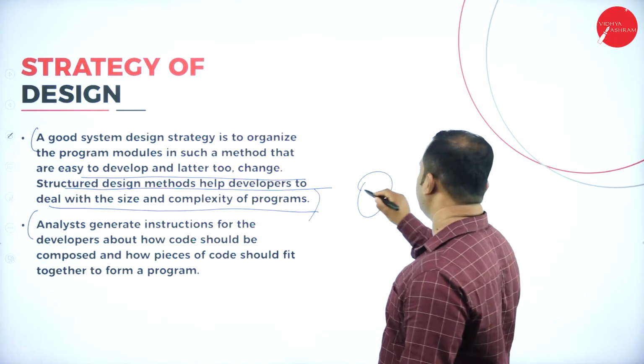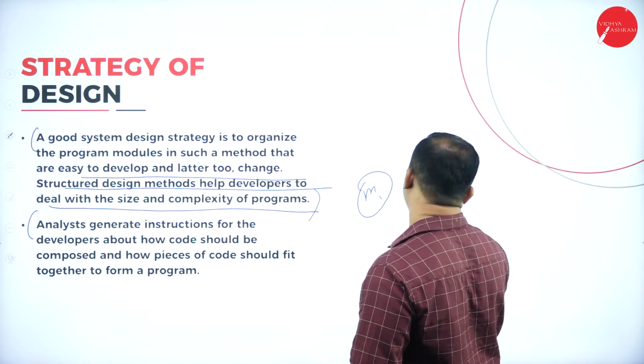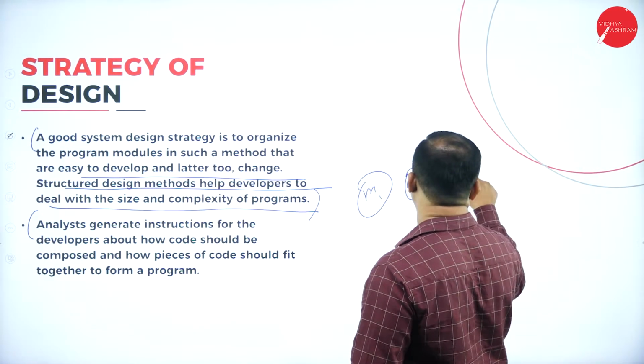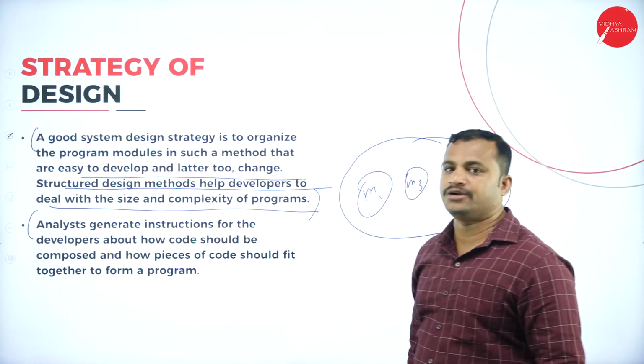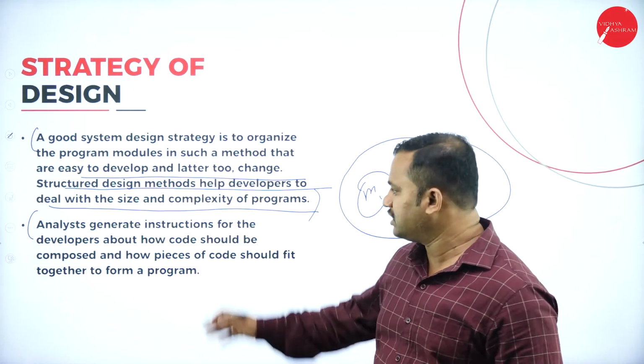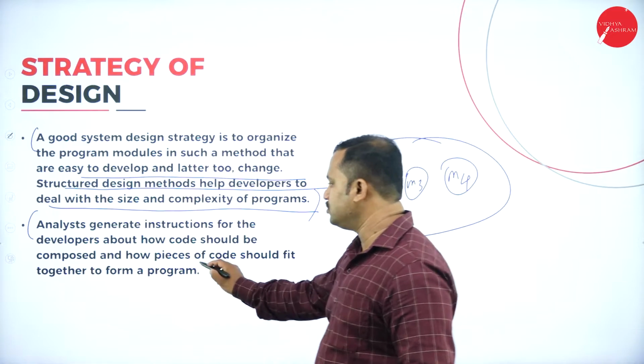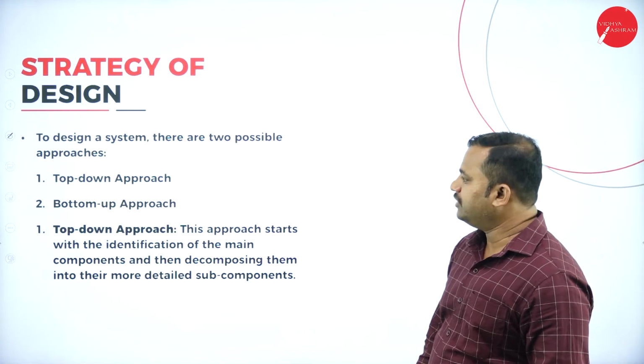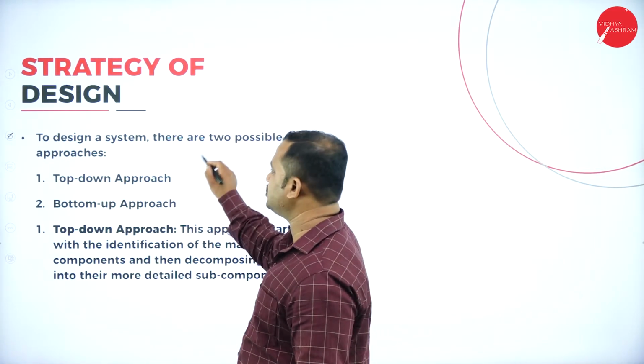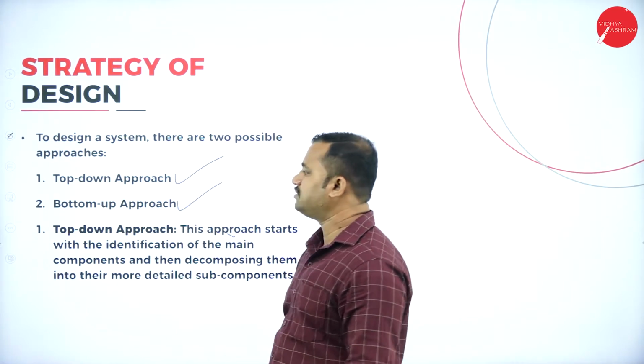That means module 1, module 2, module 3, module 4, and so on. All these modules can be incorporated and integrated together to get a solution to one big problem. That is the thing we are going to analyze. So we have two design strategies. One is the top-down approach and the other one is the bottom-up approach.